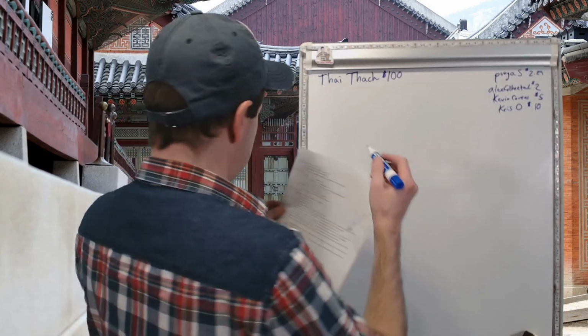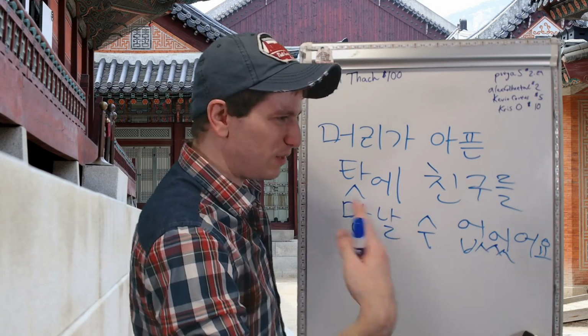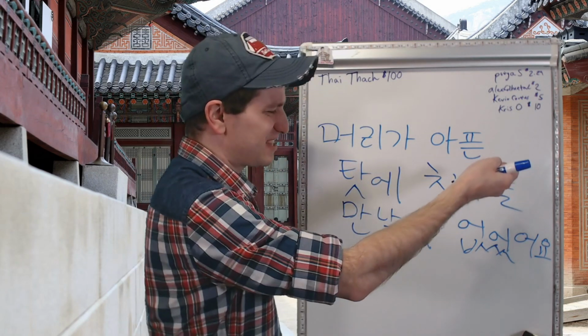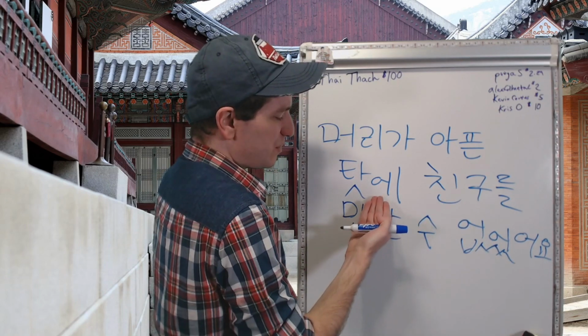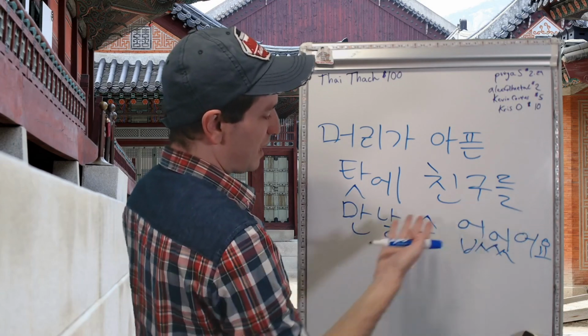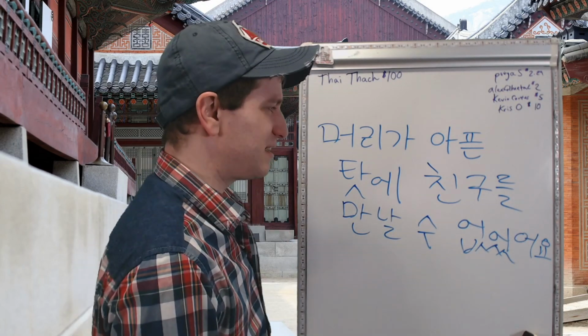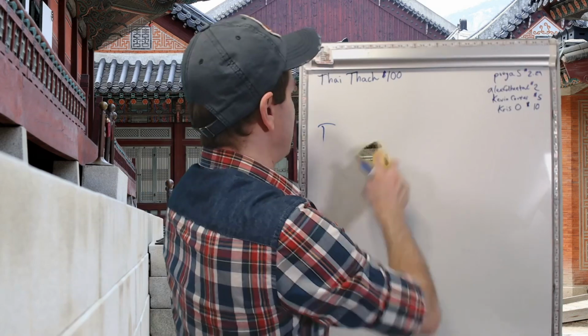Let's do our next sentence. 머리가 아픈 탓에, the fault of my head hurting. The reason, the cause was my head hurts. So 친구를 만날 수 없었어요. I couldn't meet my friend as a result of my head hurting. 머리가 아픈 탓에 친구를 만날 수 없었어요. I couldn't meet my friend and the reason is it's because my head hurt. I'm blaming it on my head.